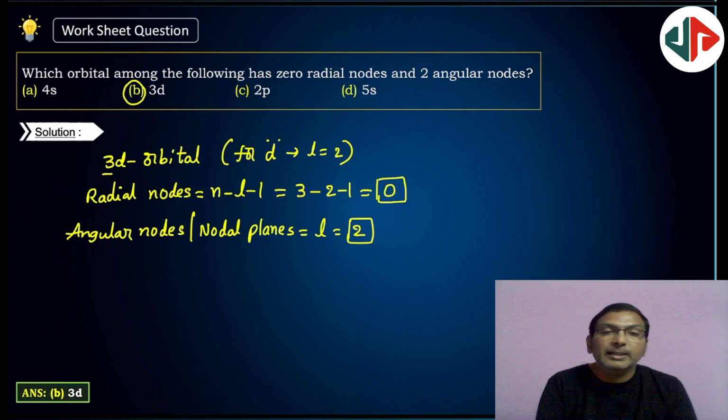The 3D orbital, radial nodes 0 and angular nodes are nodal planes, L equal to 2. So for any starting orbital, radial nodes will be 0. That means S orbital starts at first orbit, therefore for 1s, radial node 0. P orbital starts at second orbit, therefore for 2p, radial nodes equal to 0. D orbital starts at third level, therefore for 3d, radial nodes will be 0. Next, F subshell or F orbital starts at fourth level. That means for 4f, radial nodes will be 0.